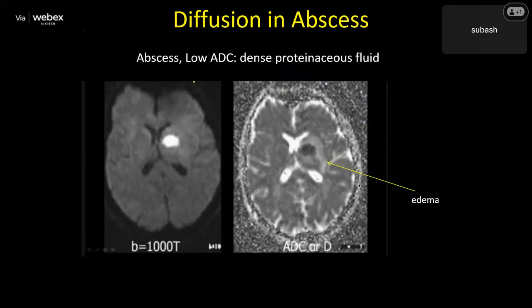Okay. When you create the ADC image, you can see there's only a small portion which has a restricted diffusion. But there's a lot of free movement around this region. So this is an edema, that means this is an abscess, not stroke. This is how you can differentiate between stroke and abscess in the tissues in the brain.